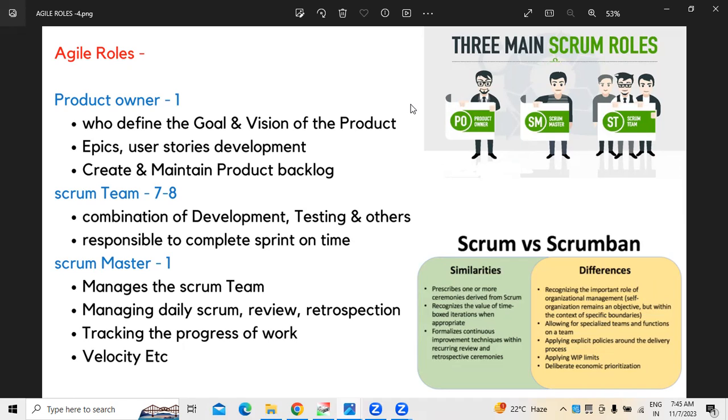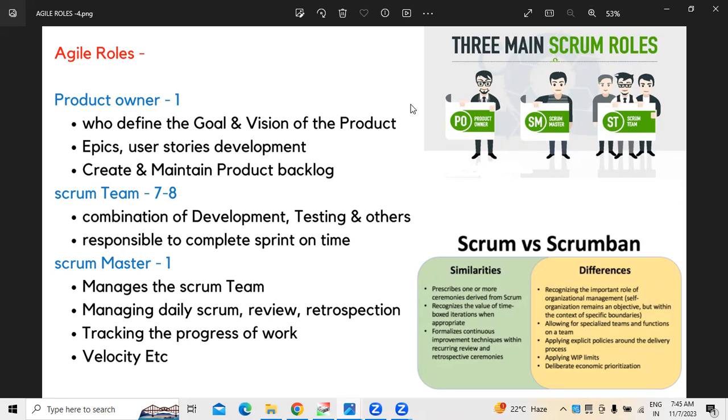Normally, every team consists of 7 to 8 people, developers and everybody. As I said in the beginning, it must be a group activity. No individual tasks or individual performances will be taken into consideration. It's a group activity and it must remain the same. Their responsibility is to complete the task within the stipulated time. That's what the Scrum team stands for.